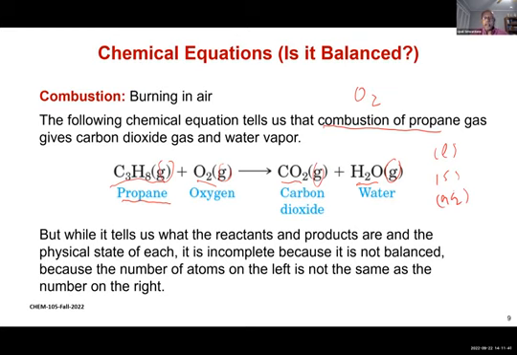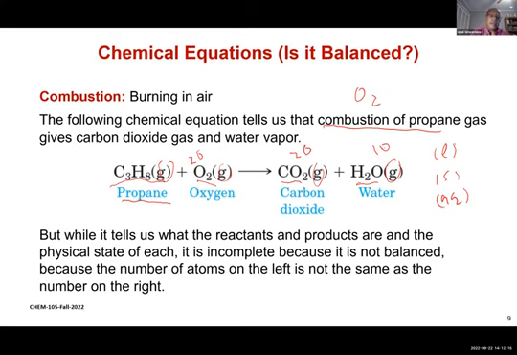Because the number of atoms on the left is not the same as on the right. So if you look at this reaction, is it balanced? There are 2 oxygens here, 1 oxygen here, then 2 oxygens here. Therefore, the reaction is at least not balanced as far as oxygen. If you find even one unbalanced element, then the reaction is not balanced.